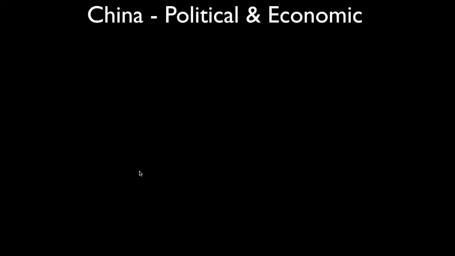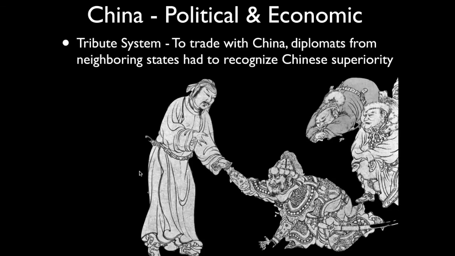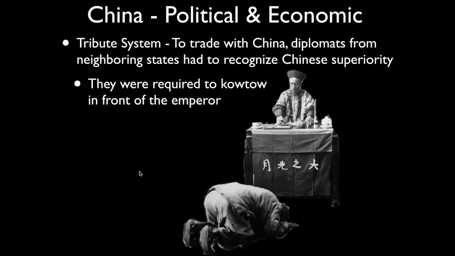To understand China's relationship with their neighbors, you have to understand a practice they put in place called the tribute system. China has all these cool innovations, and other people are interested. They have this very vibrant economy, and so other people were wanting to get in on some of that action. So to trade with China, though, diplomats from neighboring states like Vietnam and Korea had to come to China and recognize Chinese superiority. And they did this by kowtowing in front of the emperor.